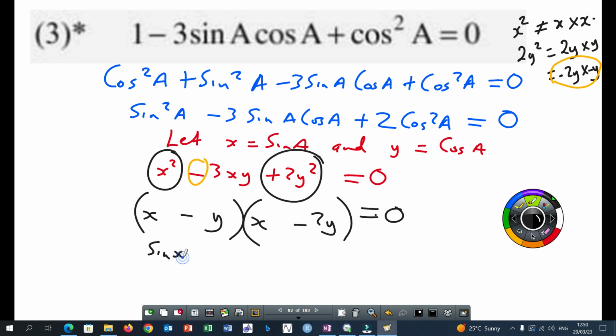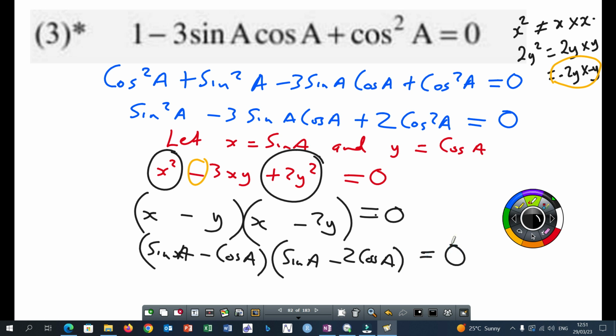So this will be sine A minus cos A times sine A minus 2 cos A equal to 0. Now, already I know that I have to create tan there. So if I equate each binomial to 0, I'll end up getting sine A minus cos A equal to 0, or sine A minus 2 cos A equal to 0.